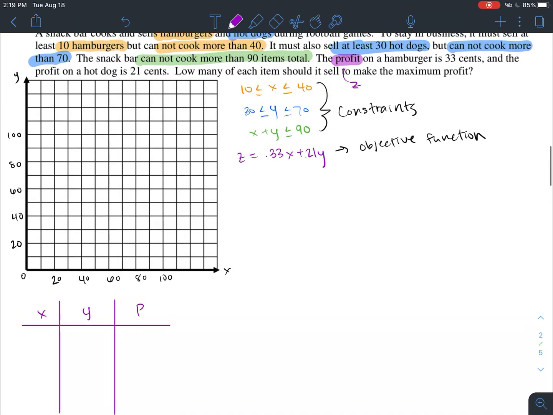So first of all, let's go ahead and graph our orange function. So it says that X is between 10 and 40. So right here we know our line.